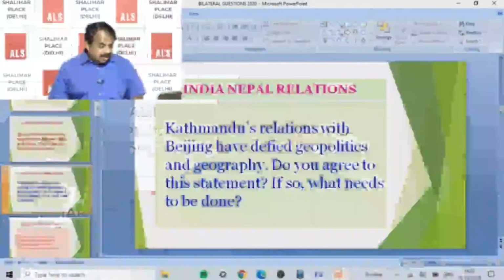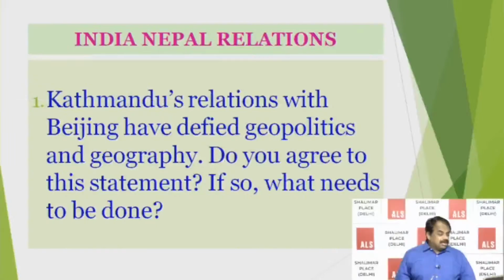Then the next question is: Kathmandu's relationship with Beijing has defied geopolitics and geography. Do you agree with this statement? If so, what needs to be done?